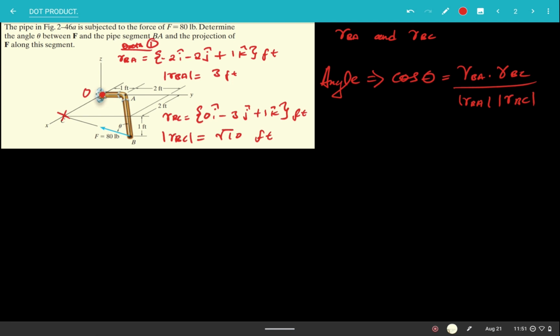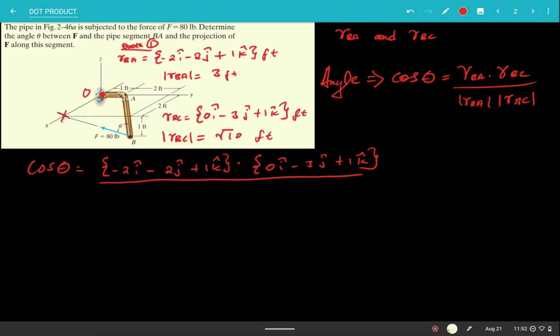Like that. Therefore, with that in mind, we can say cos theta is equal to the dot product of RBA, which is minus 2 in the I, minus 2 in the J, plus 1 in the K, dotted with RBC, which is 0 in the I, minus 3 in the J, plus 1 in the K, over the magnitude of RBA, which is 3, times the magnitude of RBC, which is root 10.